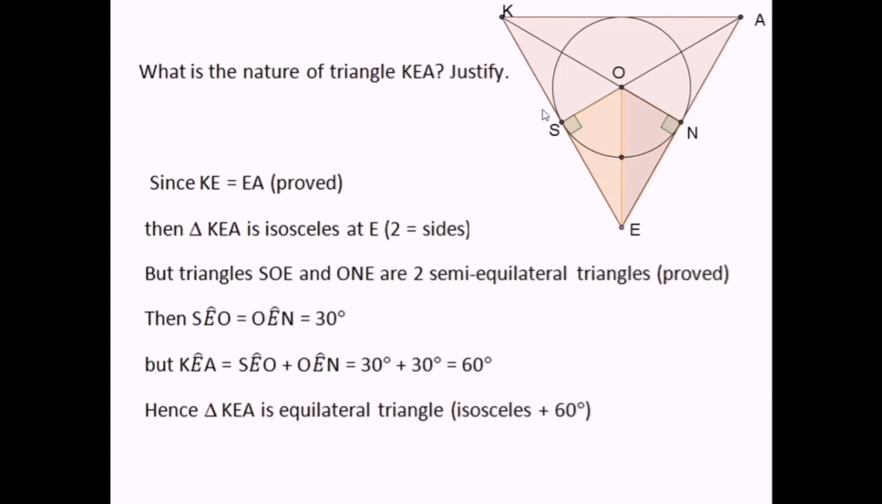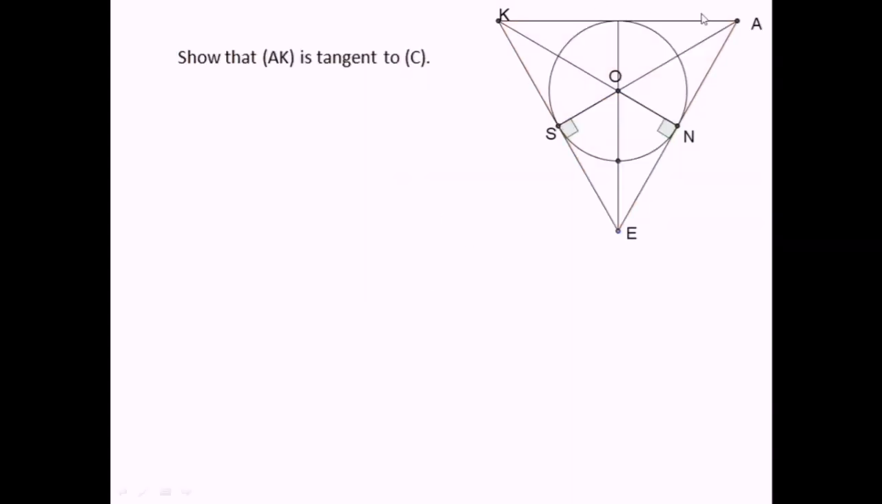I want you to note that this angle E here, we can call it KEA or SEN. But here we are saying KEN because we are talking in triangle KAE. So this triangle is an equilateral triangle. Now we want to prove that AK is a tangent to circle C. In fact, looking at this figure and in this big triangle and how the circle is inside it, you can say that this circle is inscribed in this triangle.